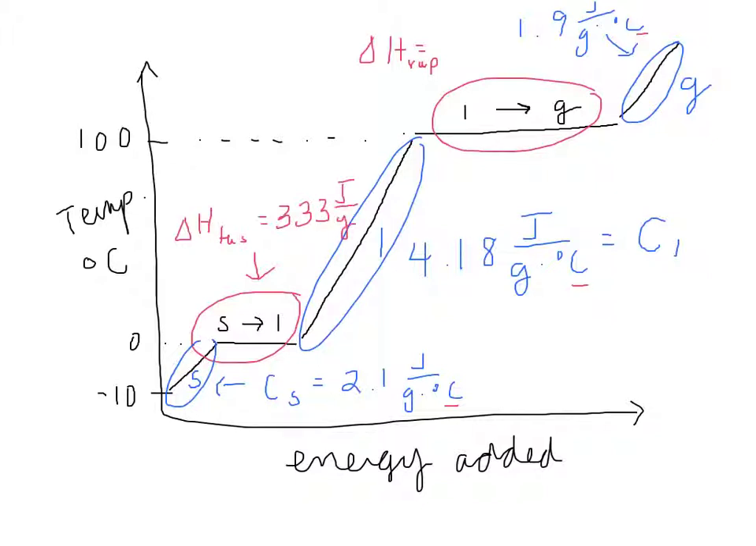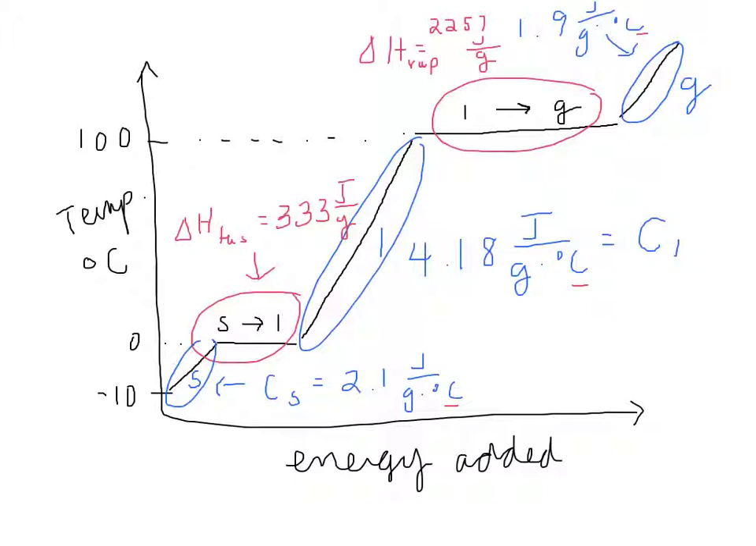So that's the energy required to take 1 gram of water and cause it to melt. The heat of vaporization is 2,257 joules per gram. So that's the energy required to take 1 gram of water and turn it into 1 gram of steam, so from liquid to gas.